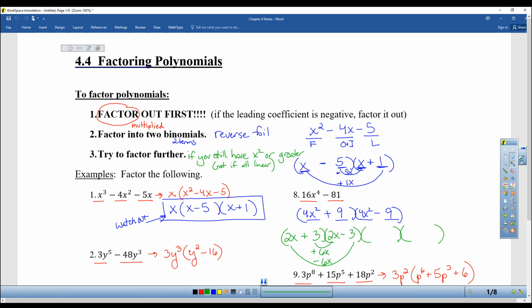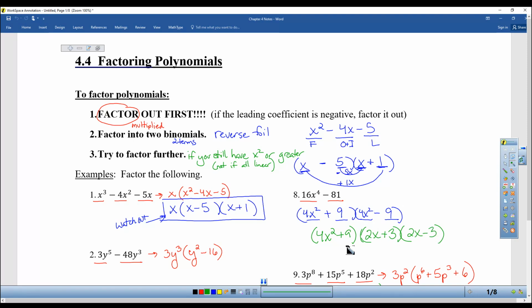But be careful. The last times the last doesn't make the last. You need this to be a positive 9 and a negative 3, and a positive 3 won't make positive 9. So this is actually not factorable. I'm going to have to leave that one as 4x squared plus 9. But exactly what I just did will work for this one because this is a negative 9.